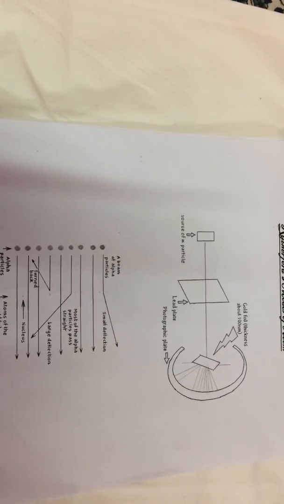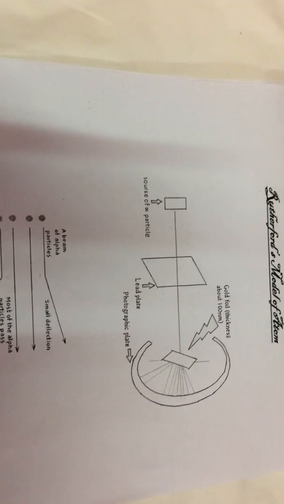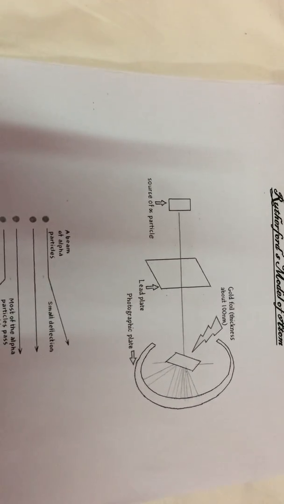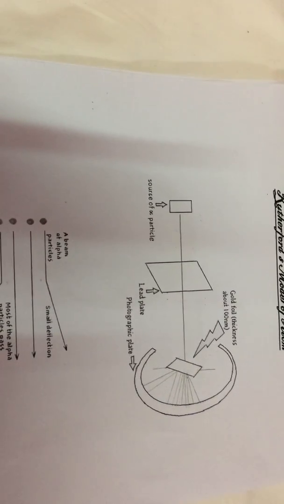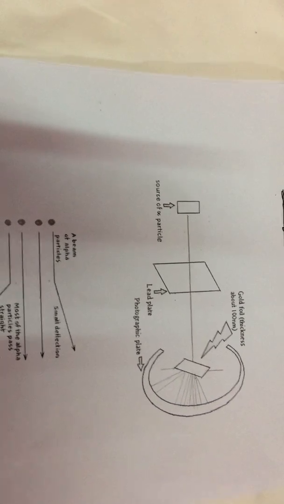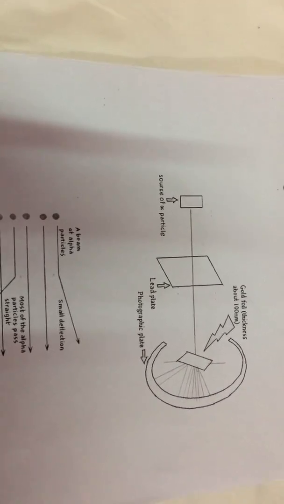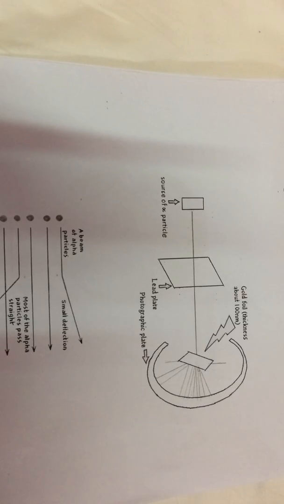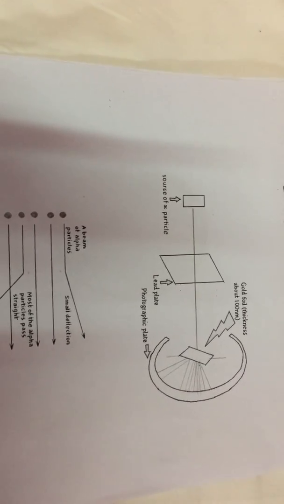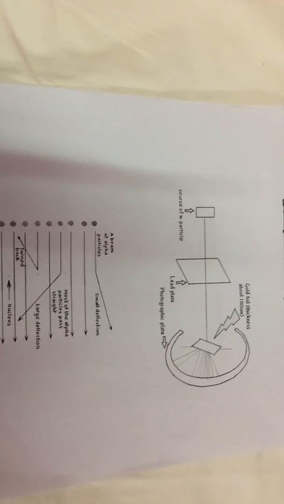In the experiment, the radioactive substance is placed in a lead block through which it falls on the gold foil through narrow slits. In order to detect the alpha particles after scattering, a movable circular screen coated with zinc sulfide is placed around the gold foil.